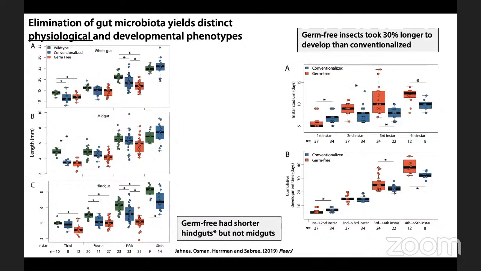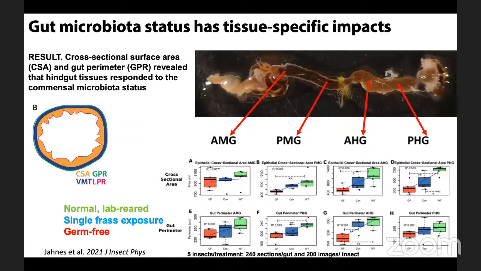So the hindguts for our germ-free insects were shorter and also underdeveloped relative to what we saw in our conventionally reared insects. The midguts showed a trend of that, but there was a lot of variation there, so we couldn't say for sure that they were significantly different, just different. But we decided to drill down into that a little bit, and I'll talk about that in the next slide.